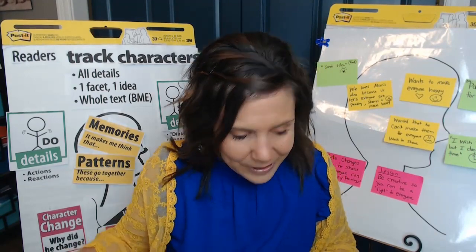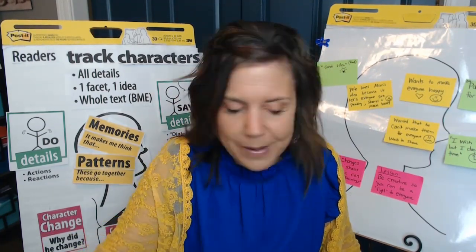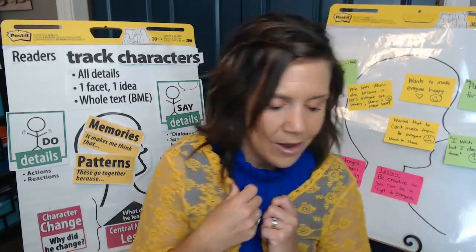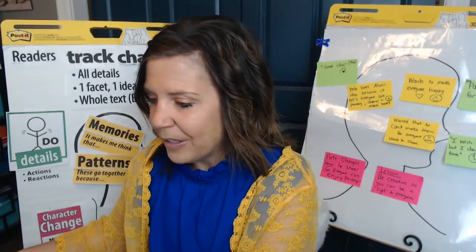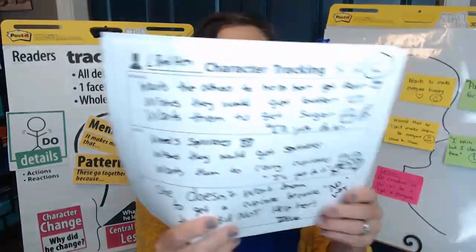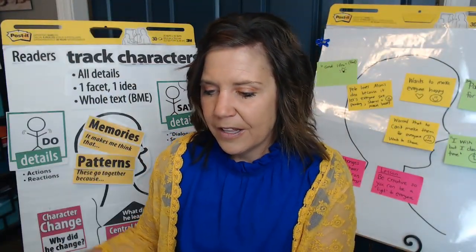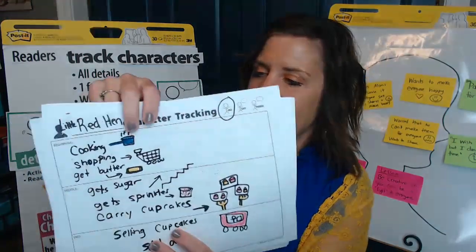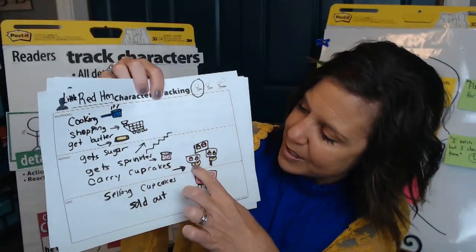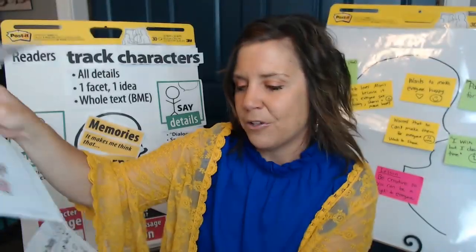We're going to do Little Red Hen because that's the other story that we've been kind of talking about this week in our lessons. And so we've got the Little Red Hen. Let me find those, the character tracking sheets that we did. You know, we first tracked what she was doing. Remember, she was cooking, shopping, getting butter, getting sugar and sprinkles, and carrying all the cupcakes and selling her cupcakes in her little cupcake truck.